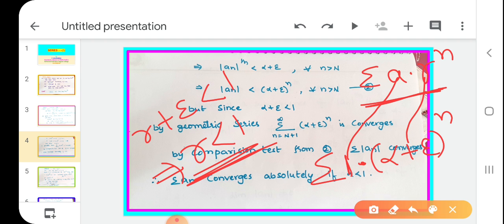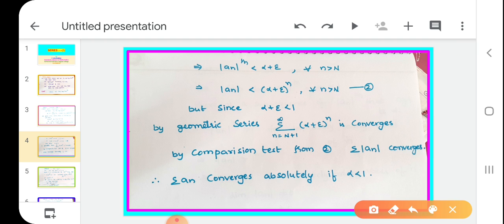In a geometric series, if r is less than 1, what is the meaning of that? The given series is convergent. So by the geometric series, summation (α + ε)^n is convergent. By the comparison test, there are two series. First I find whether summation (α + ε)^n is convergent or not. The α + ε value is less than 1, so it is a convergent series by the geometric series.